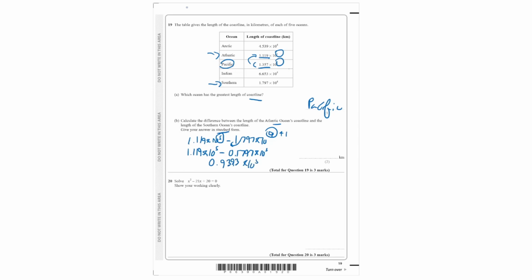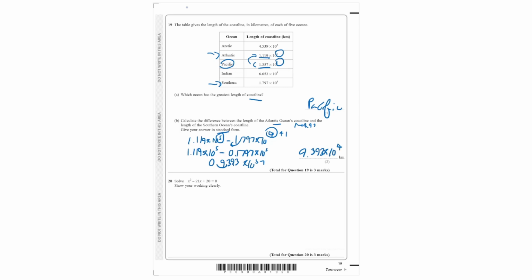And standard form is anything between 1 and 9.99. So we simply bring this to the right, and that means the power is minus 1. So our final answer is 9.393 times 10 to the power 4.